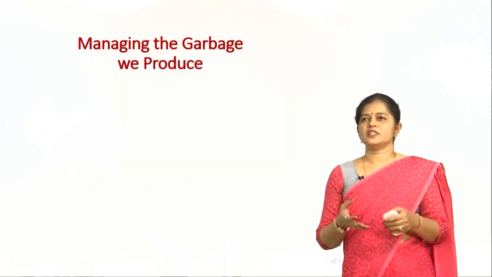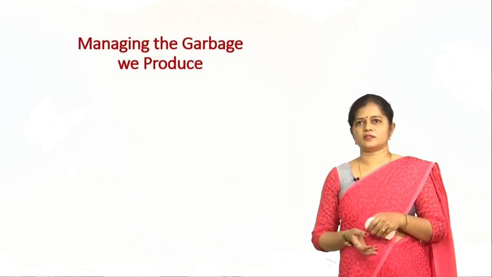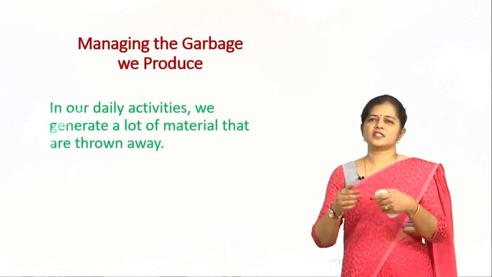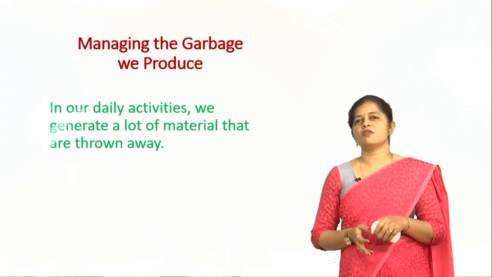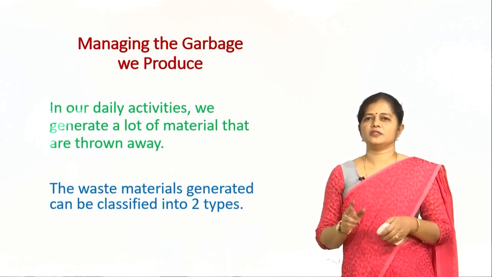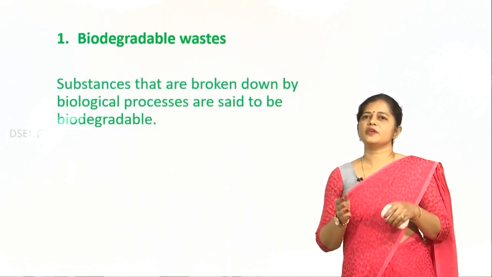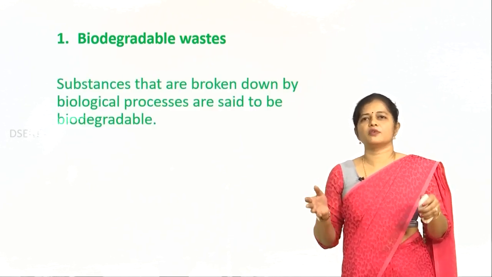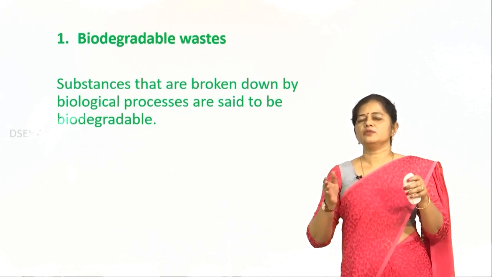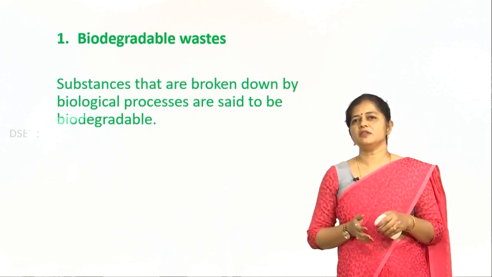We have to deal with something called the garbage crisis. Now, what is garbage? In our daily activities, we generate a lot of material that is just thrown away, and these materials are called garbage. These materials generally can be classified into two types. First type is the biodegradable waste. The biodegradable wastes are substances which are broken down by biological processes and which can be converted into less harmful forms. So these are called the biodegradable waste.